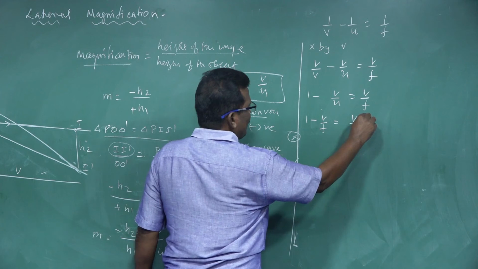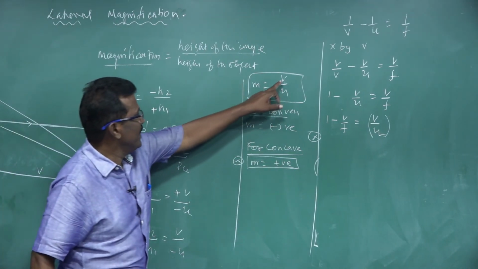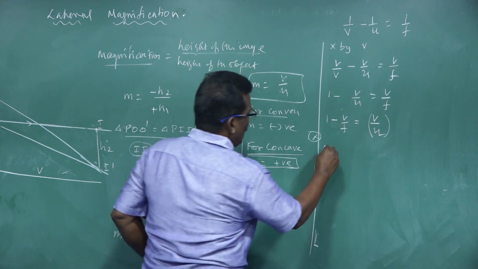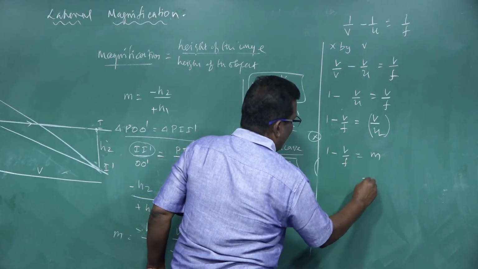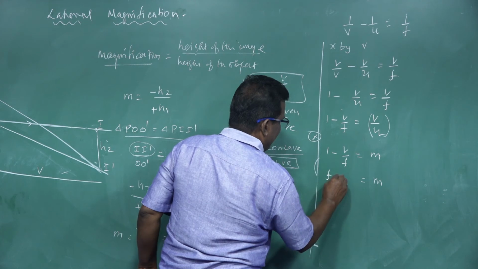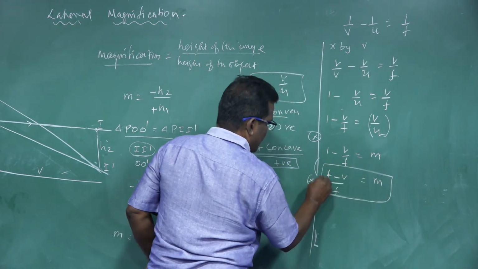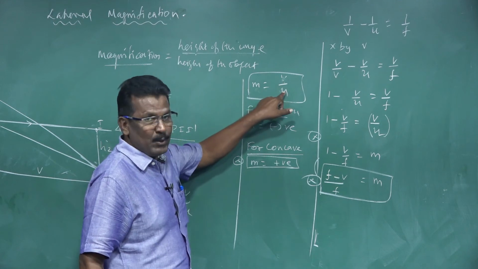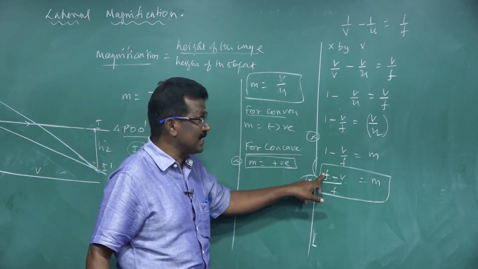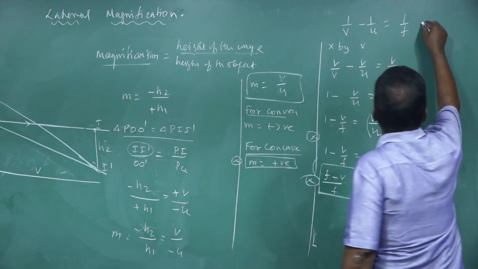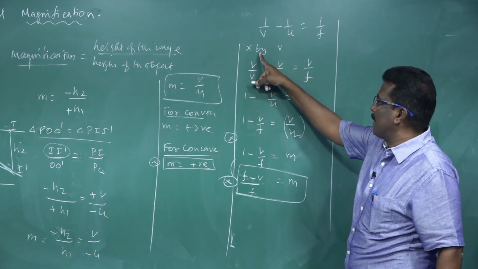So v by u is nothing but M. So 1 minus v by f is equal to M, or M is equal to f minus v divided by f. So M could be given as M is equal to v by u, or M is equal to f minus v by f, where f represents the focal length. So that is another formula.